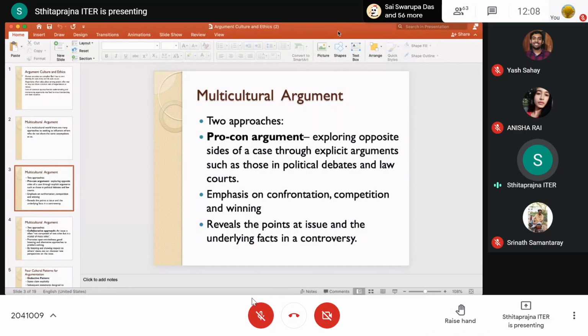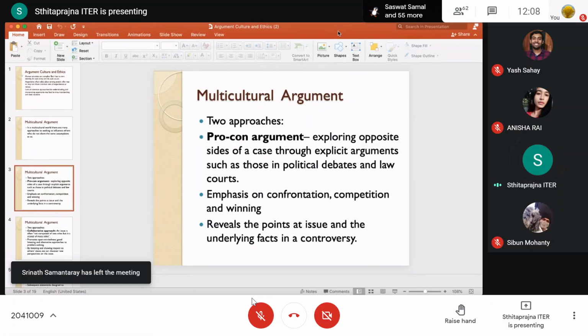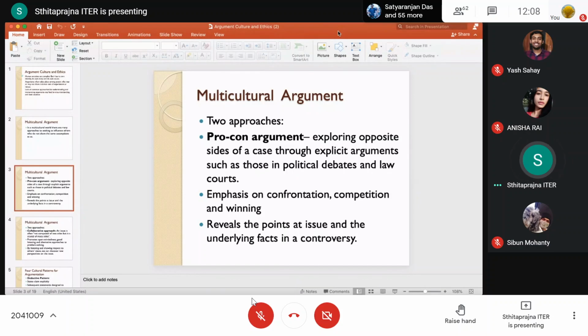Now, when we are arguing from a pro and con approach, the emphasis is on confrontation. We are directly confronting our opponent because we have the opposite position. We take an opposite stand here. So the emphasis is on confrontation, competition, and winning. Now, please listen to this carefully. When it's a pro-con argument, you either lose the argument or you win the argument. There's no third alternative, there's no third option.